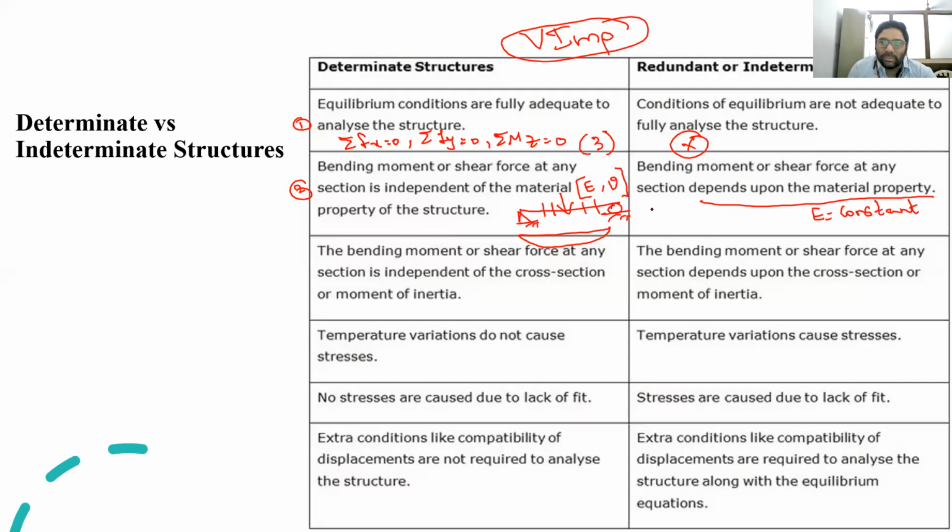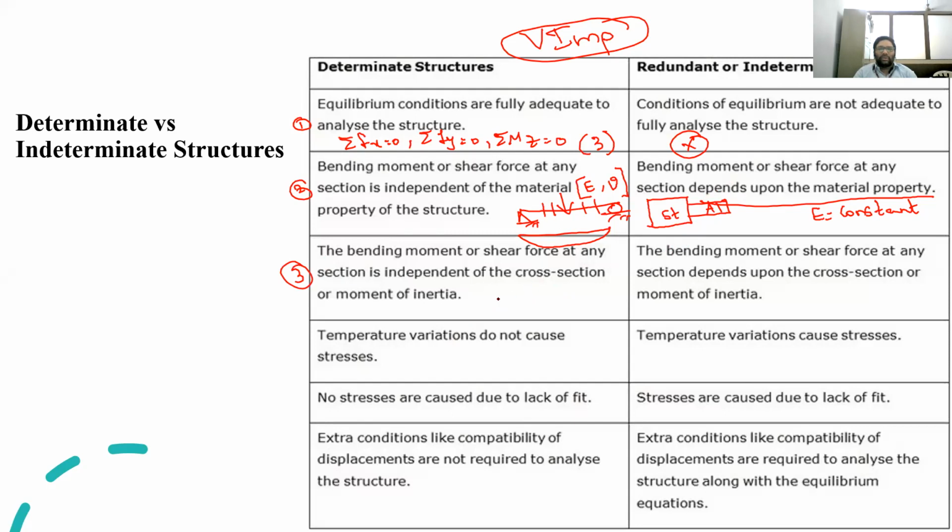You already know, if you have a tapered cross section, which you have studied in strength of materials, I can have this part as steel and this part as aluminium. In order to analyze this type of beam, which is indeterminate, we need to know the Young's modulus or material property of both the materials. That is the second point. Third point, again, it is not depending upon the cross section or moment of inertia.